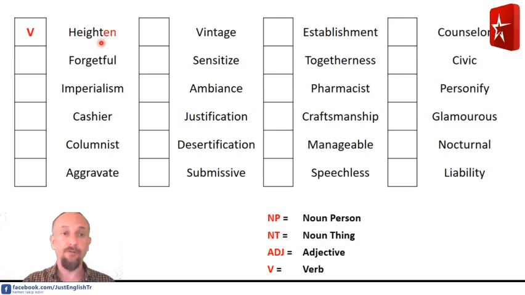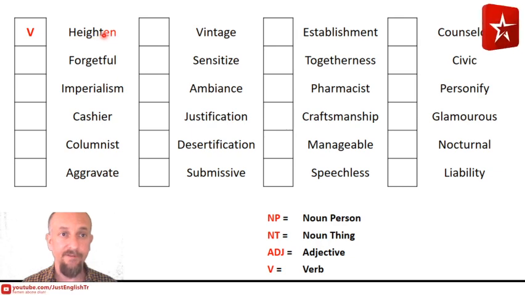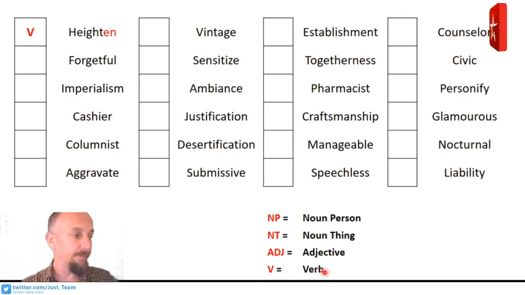Very good, Aynur. Yeah, it's a verb. And we know it's a verb because of this suffix here. Generally speaking, this suffix is used with adjectives. So we have height. What's his height is an adjective. We have heighten. It's also a noun, actually. What about forgetful? Forgetful. Noun person, noun thing, adjective, or verb.